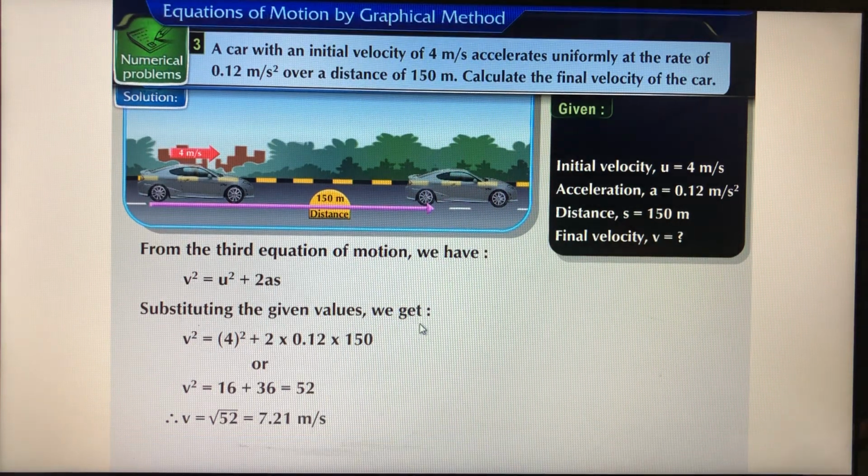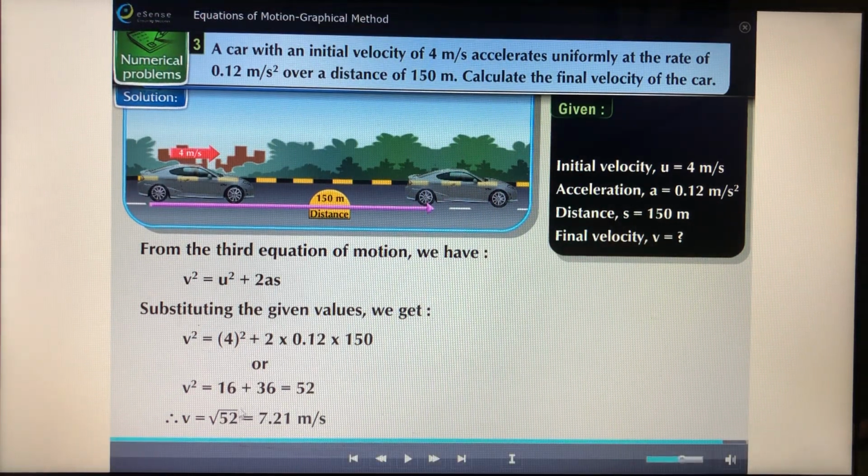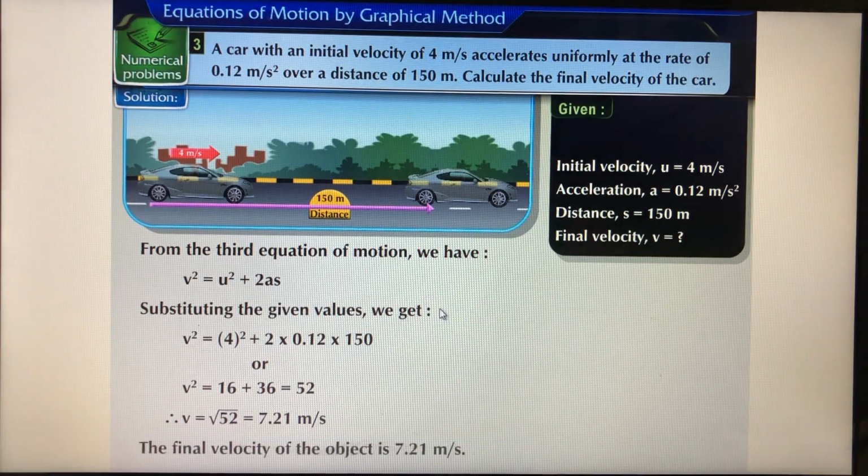Don't worry, if you don't get the idea of how to find the square root of this, just keep this answer, don't take tension. So v is equal to root 52 meter per second. That is your answer. Such a relief, right? This is your answer, you don't need to write this. So v is equal to root 52 meter per second. Thus, the final velocity of the object is 7.21 meters per second.